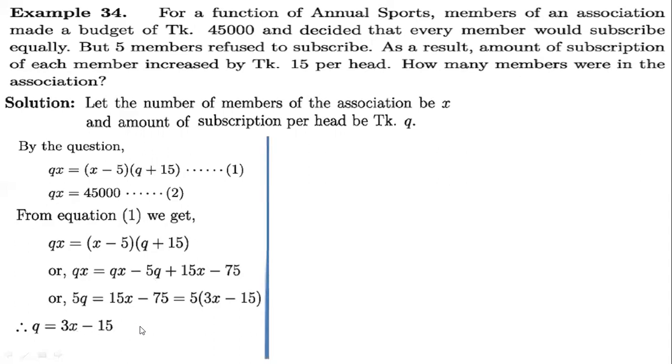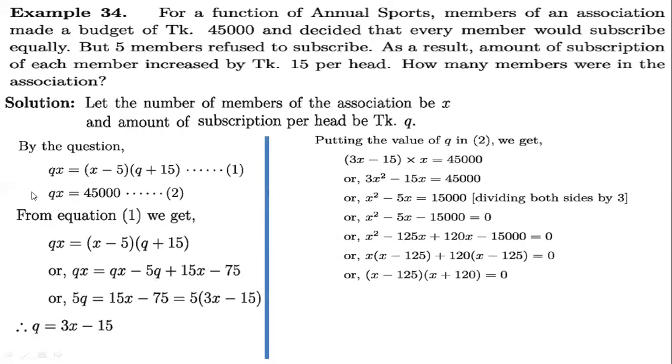Okay, then we can put the value of q in here, then it will be (3x minus 15) into x equal to 45,000. Now just multiplying, 3x square minus 15x equal this. In every part 3 will be common, so divided both sides by 3, then you will get this. Then just going for the middle fact, you will get your answer of x.